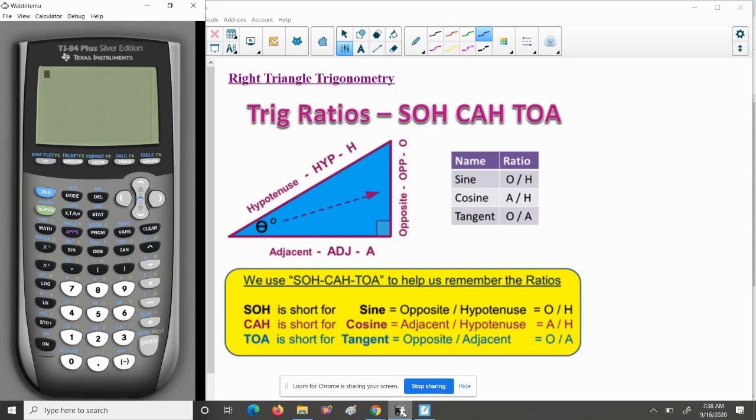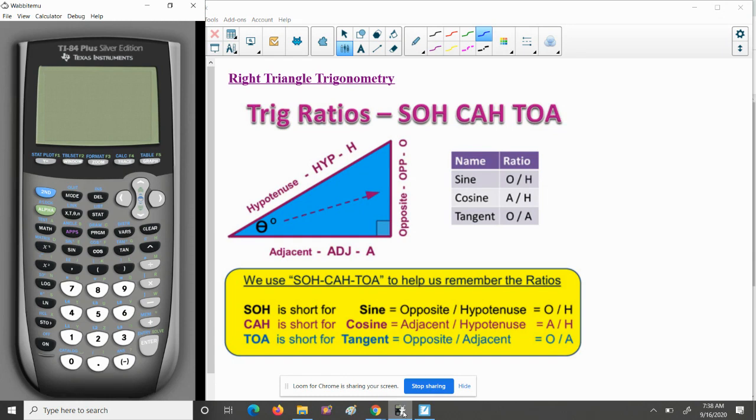All right, guys, today we're going to take a look at right triangle trigonometry. This is a way for us to solve for sides or angles depending on what we're given in the triangle. The first thing that you see here is showing you what these trig ratios are. We have three different trig ratios that we are talking about: sine, cosine, and tangent.